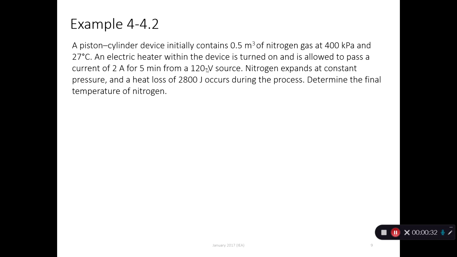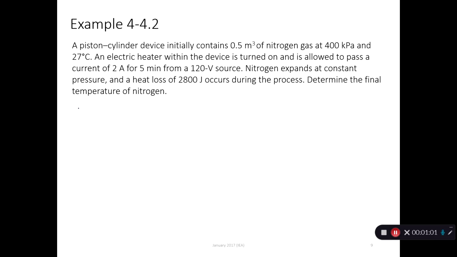Okay, electrical work, remember. The nitrogen expands at constant pressure. Check that it's a piston, so okay, makes sense. There's a heat loss of 2800 joules occurring during the process. Determine final temperature. Okay, so let's first sketch the diagram so that we know what's happening.